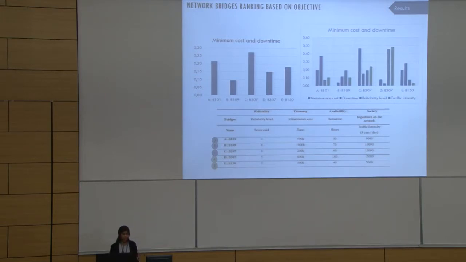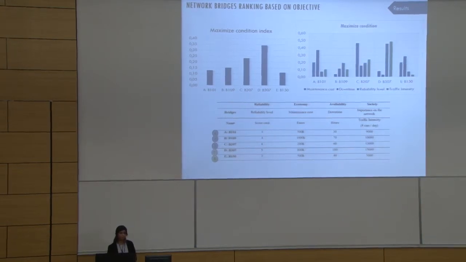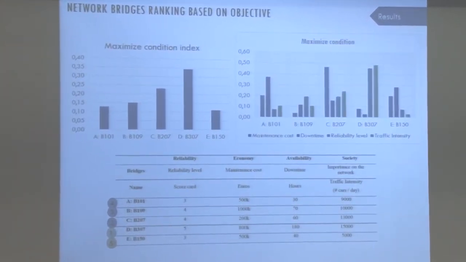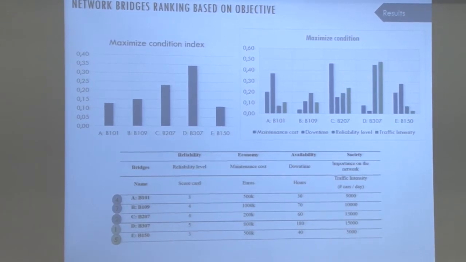So this is just one objective, that I want minimum cost and downtime. But for example, our objective could be to maximize the condition, or minimize the condition index from 0 to 1. So our graph could look like this, and it is just changing the preference structure. Instead of saying that maintenance cost is the most important, a decision maker could say I just want to maximize the condition, and at this moment maintenance cost is the second most important attribute for me. So our ranking would change in that way.